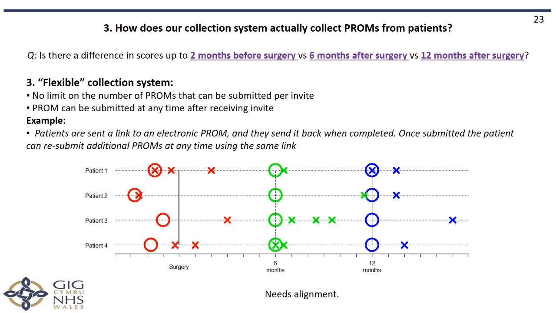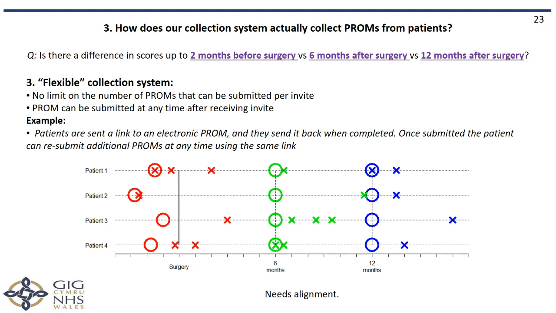We can see patient 4, for example, has completed 2 pre-surgery PROMs, one just before surgery and one after. Patient 3 has completed 3 6-month PROMs. That's the 3 X's there in a row. So with this type of system, we may have multiple PROMs per anchor per patient. Once again, some PROMs may not be completed near their intended anchor point either.